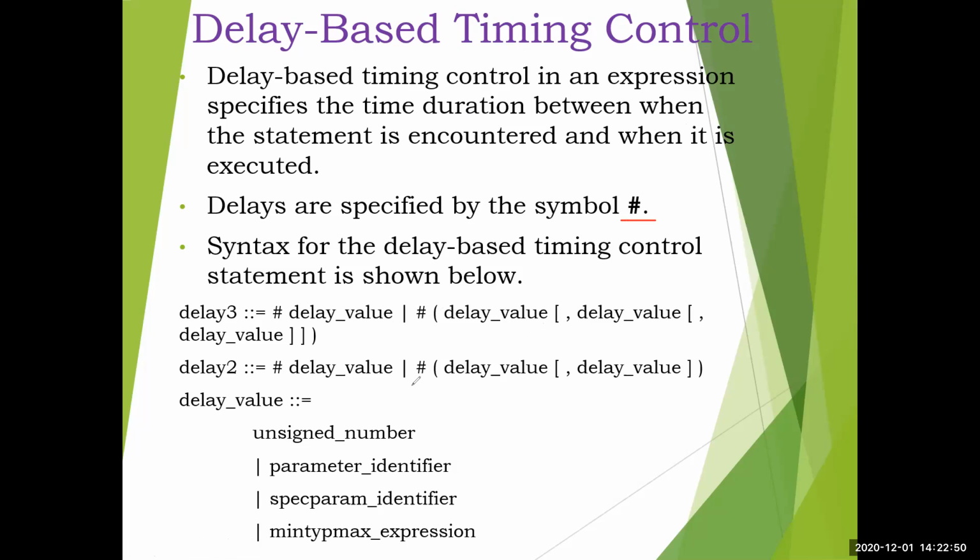What we are trying to understand here is that the delay value can be specified by using an unsigned number. Just a number you can write after a hash, or you can give a parameter identifier. Some parameter you have defined, and that parameter you can write after the hash. Then specification, parameter identifier, minimum, typical, max expression. All these different variants you can use. To understand this, we will see the examples. Then it will be better understood.